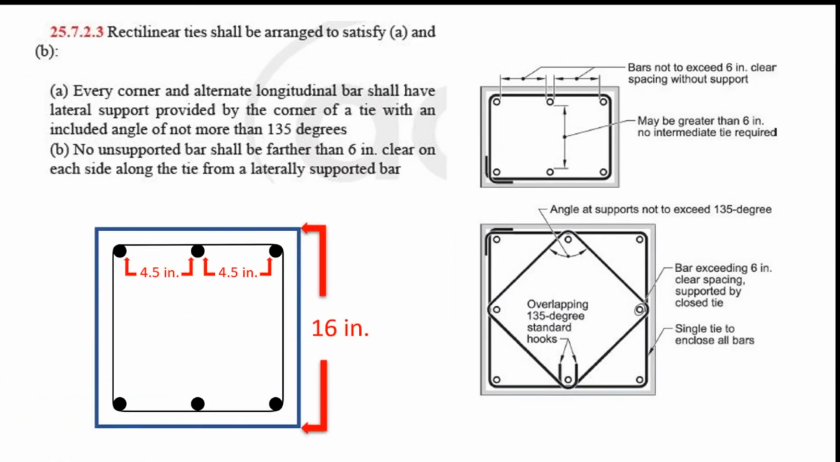Note that ACI code section 25.7.2.3 requires that all corner bars and other bars at a clear spacing of more than 6 inches from a corner should be enclosed by the corner of a tie. In this case, the clear spacing is approximately 4.5 inches. So, no extra cross tie is required.